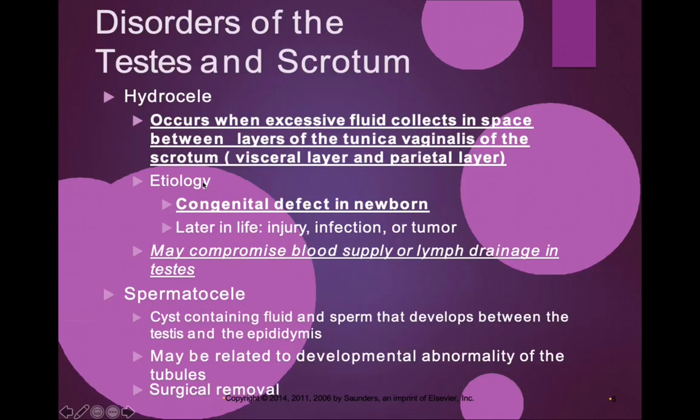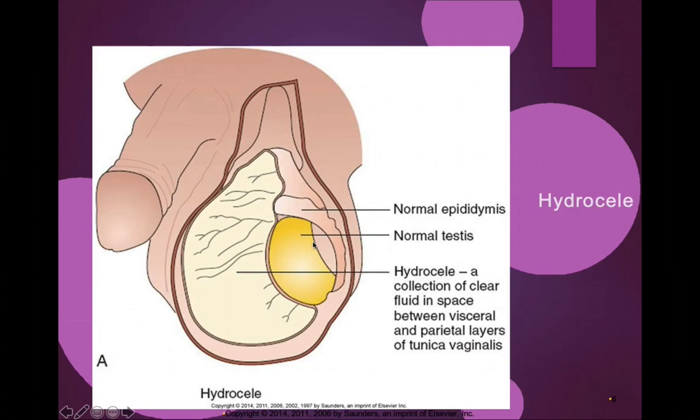Hydrocele, spermatocele. These are still disorders of the testes and the scrotum. So hydrocele sounds like something to do with water. Spermatocele, well, something to do with the sperm. So let's take a look. Hydrocele occurs when excess fluid collects in the space between the layers of the tunica vaginalis of the scrotum. We're going to see this between the visceral layer and the parietal layer. It is a congenital defect in the newborn. It can happen later in life if there's an injury or infection or tumor. And the problem with this is it can compromise the blood supply or the lymph drainage in the testes.